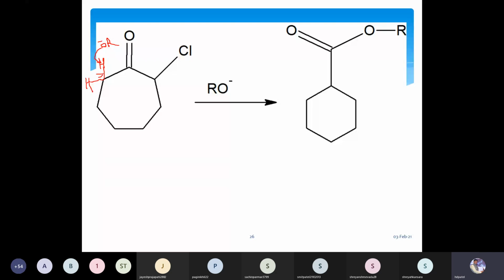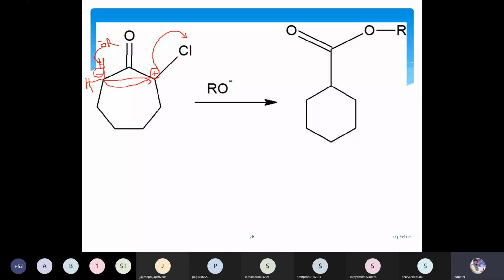And as we know, with a negative charge on this position, this carbon will attack the carbon where the halogen is attached, because the halogen has a tendency to pull electrons, and it will be eliminated as Cl minus. So this carbon becomes positive. When this carbon is positive, a bond formation will take place, and ultimately we can say a cyclopropanone derivative is formed.